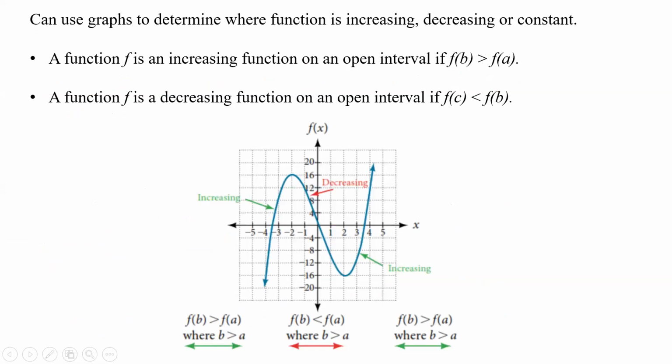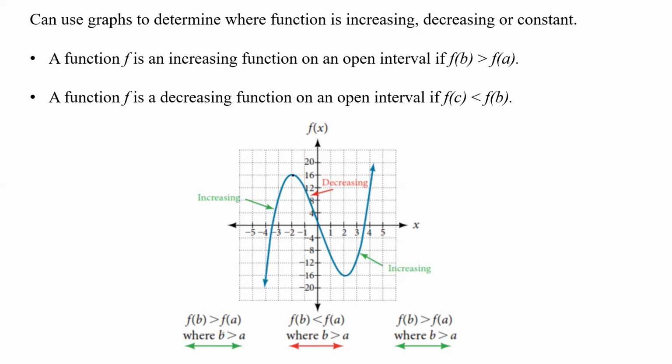All right, we can use graphs to determine whether the function is increasing, decreasing, or constant. So a function f is increasing on an open interval if f of b is greater than f of a. So basically, if we look at this, going from -5 up to the 2, any point that's to the right, as long as it's greater than the point here, that means it's increasing. So all the points f of b are greater than f of a. Okay, so the point B has to be to the right of A. That's the key here.